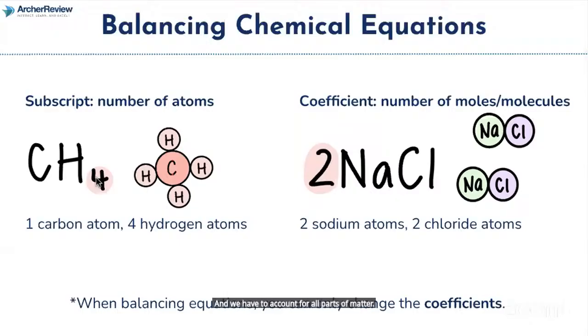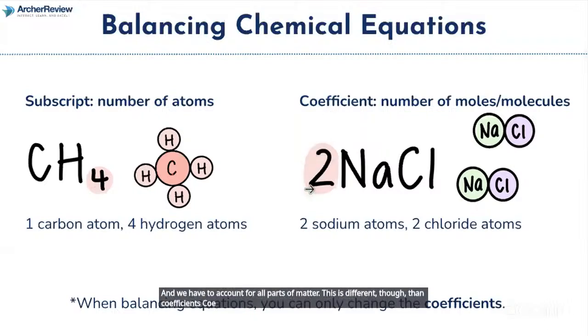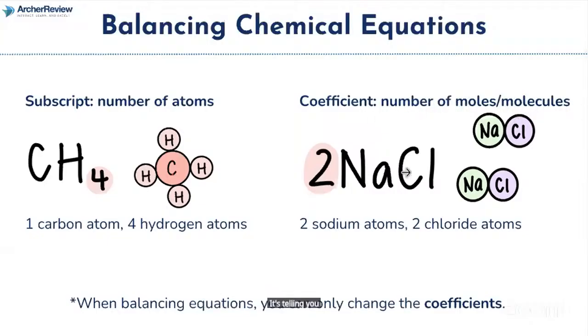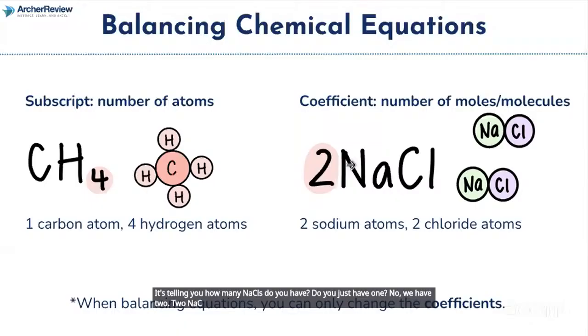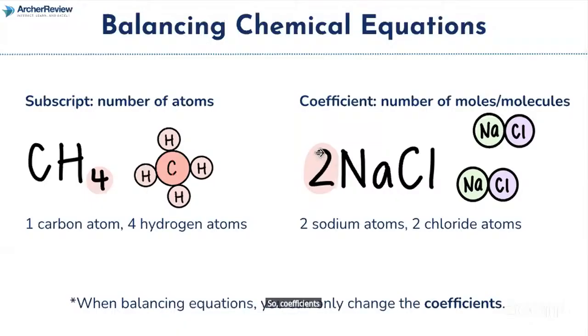This is different, though, than coefficients. Coefficients are this big number out in front of that entire molecule. It's telling you how many NaCl's do you have? Do you just have 1? No, we have 2 NaCl's. So coefficients tell you the number of molecules in total you're working with.